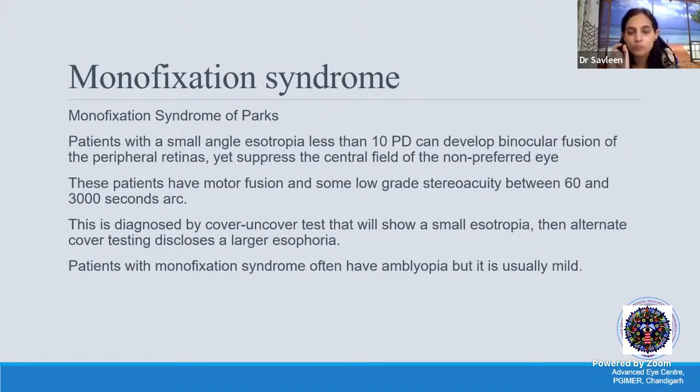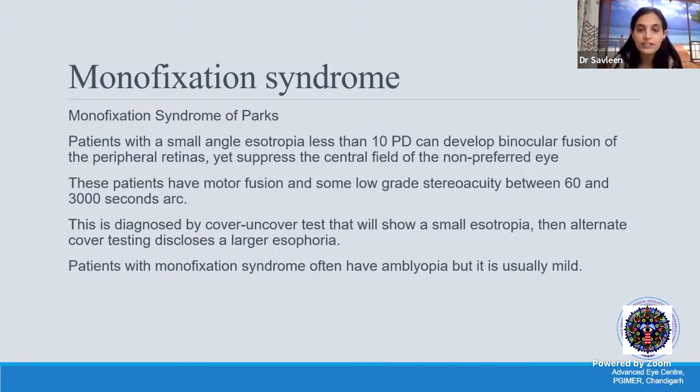So you see there's a small esotropia, you suspect monofixation, and then you do the alternate cover test and find a large esophoria. So it's also known as the phoria-tropia syndrome, because of this particular finding. You see a small esotropia, and then on the alternate cover test you see a larger esophoria-tropia, and then once you start asking them on the Worth's four dot test, they'll be giving a different response for distance and near.